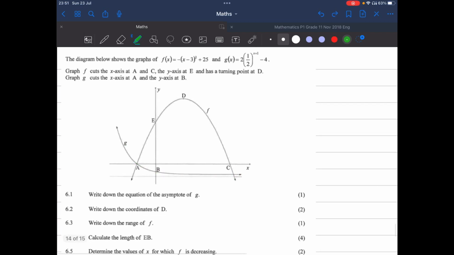And we're told that graph f cuts the x-axis at points A and C, and the y-axis at point E, and has a turning point at T. Okay, and graph g cuts the x-axis at A as well, and the y-axis at B. Okay, so now we have all the information. Let's read the questions and answer them.